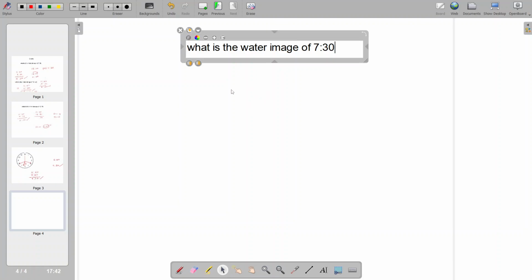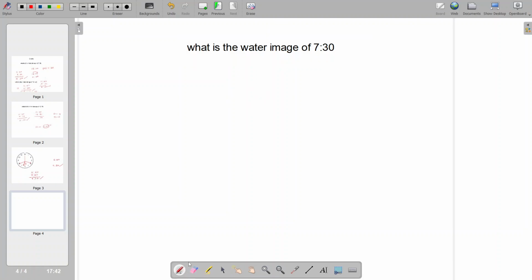So for finding water image, we need to subtract from 18:30, or 18:30, or 17:90. Again, these two are equivalent.